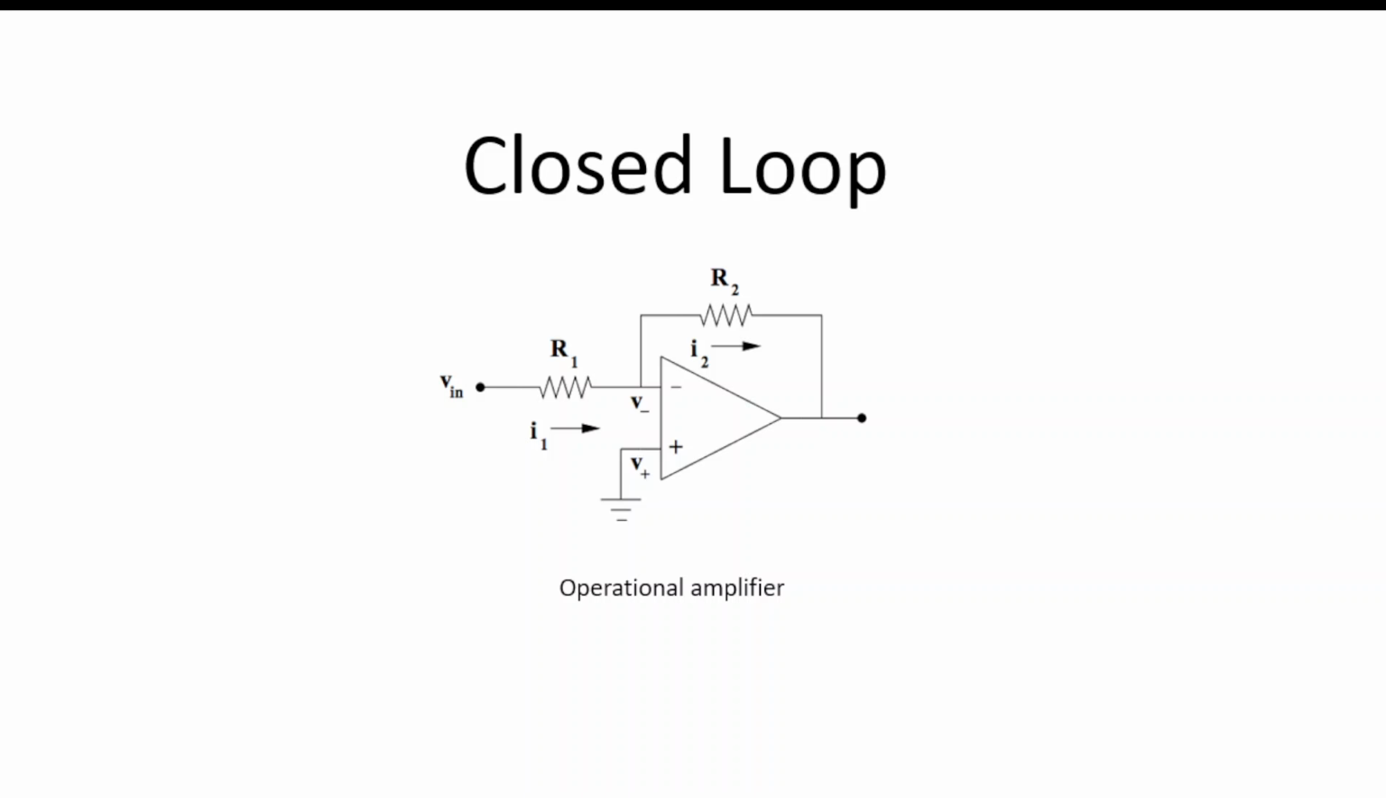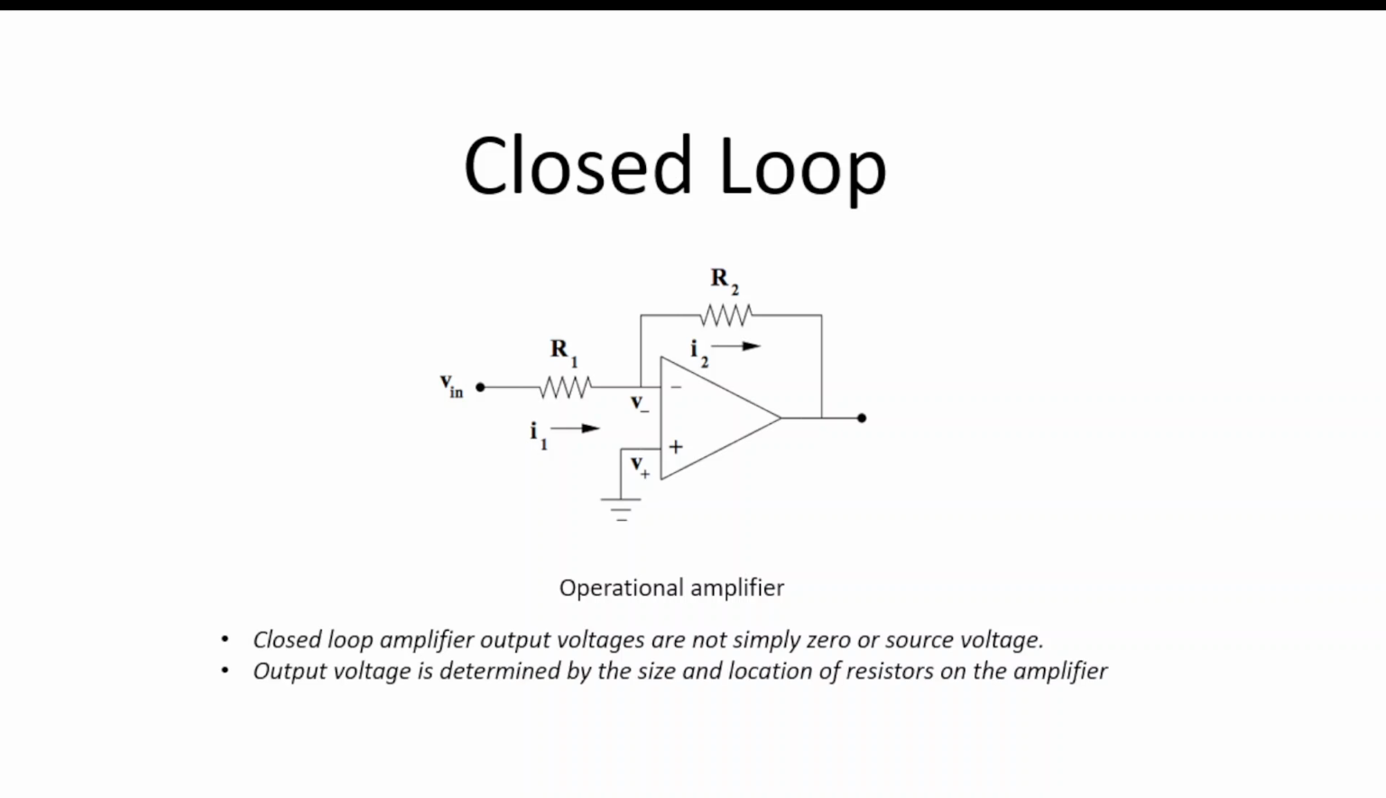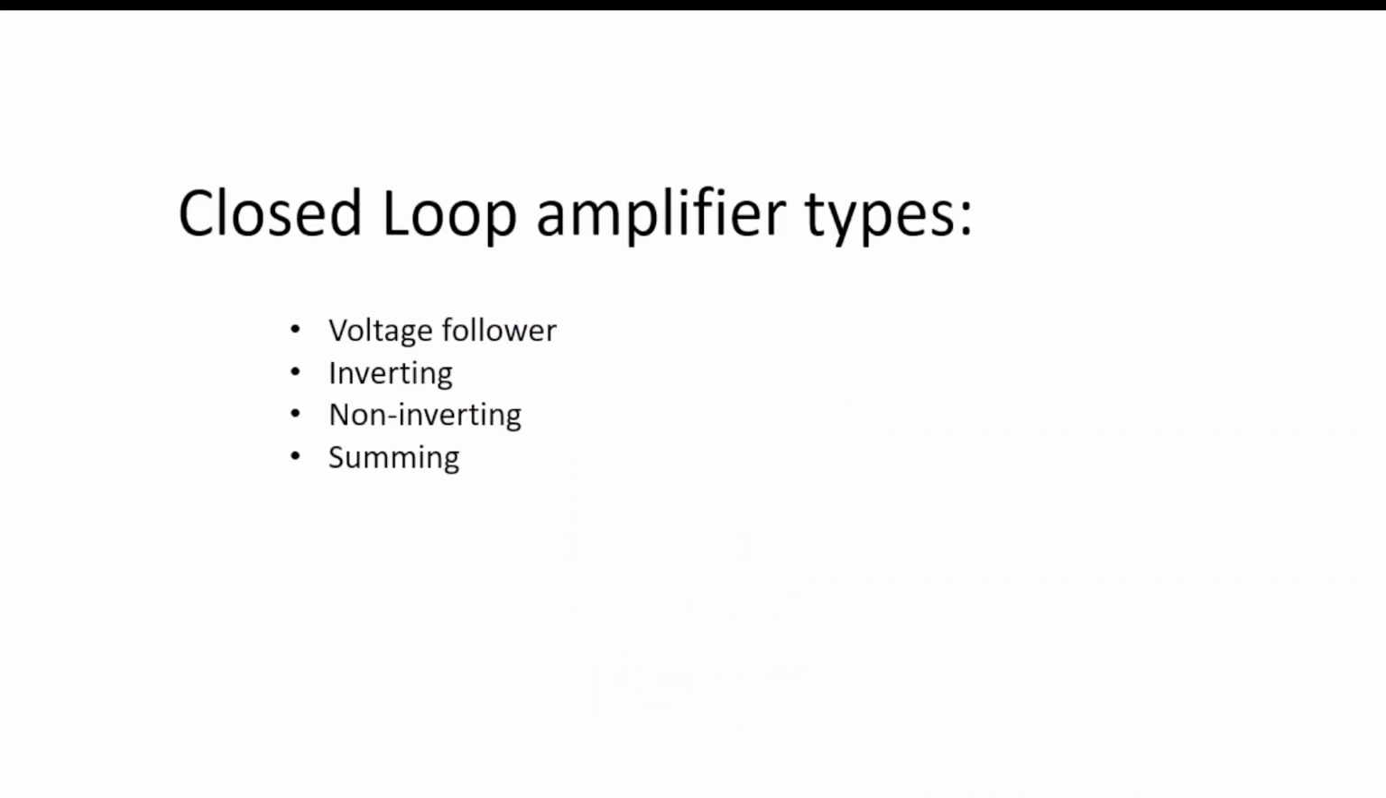On the closed loop, we have a couple of different types as well. Now, a closed loop amplifier output voltage is not simply 0 or source voltage, as in it's not going to go to saturation. Instead, the output voltage is determined by the size and location of resistors on the amplifier. And so you can see a resistor here, resistor 1, and resistor 2. These amplifiers are used to increase, decrease, invert, or add multiple signals together. So the different types of closed loop op amps are voltage follower, inverting, non-inverting, and summing.